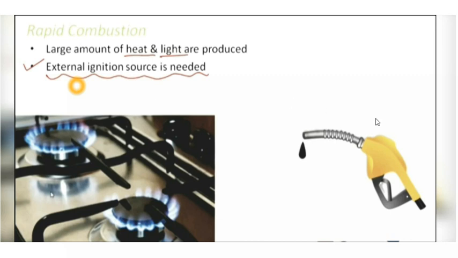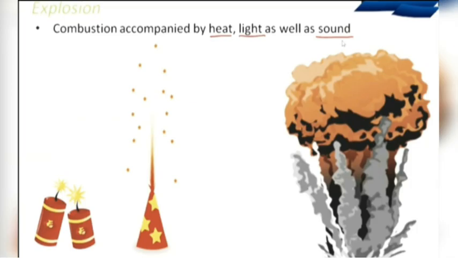Another example is petrol and diesel. There also you need an external source. So that is rapid combustion. Heat is produced, light is produced, and the combustion process happens very, very fast. Okay? So now let's talk about explosion.